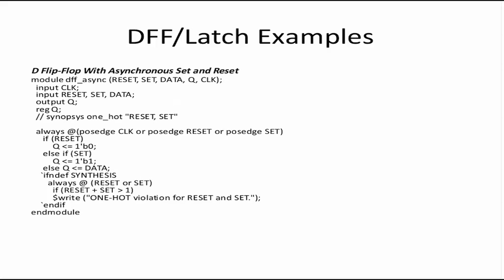This is again a set and a reset. So positive reset and positive set, and again we check if reset is 1, then Q gets 0. If set is 1, then Q gets 1. Else Q gets data. Forget about this case. It's not there.